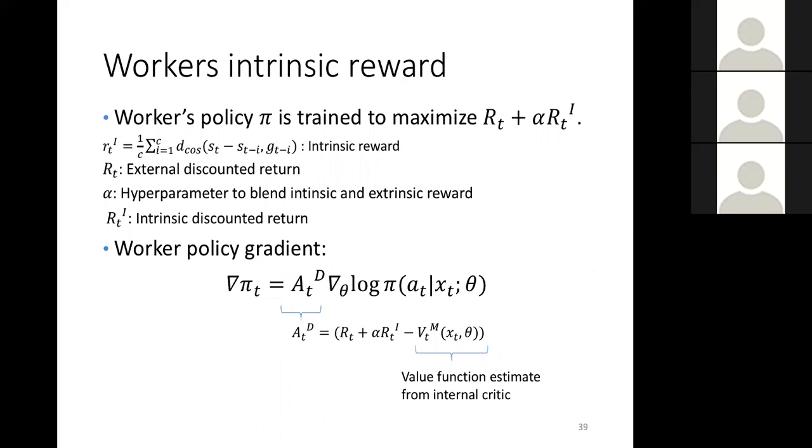The worker is trained by the intrinsic reward and the external reward. The external reward is just the reward given by the environment, but the intrinsic reward is given by the manager. The worker's policy pi is trained to maximize both the external return and the intrinsic return. That means the worker tries to follow the instruction of the manager. The worker is also updated by the policy gradient, where A_t is the advantage function.